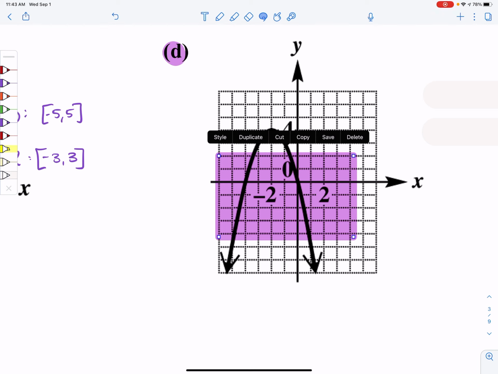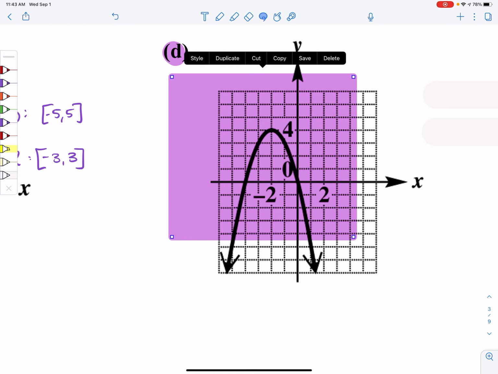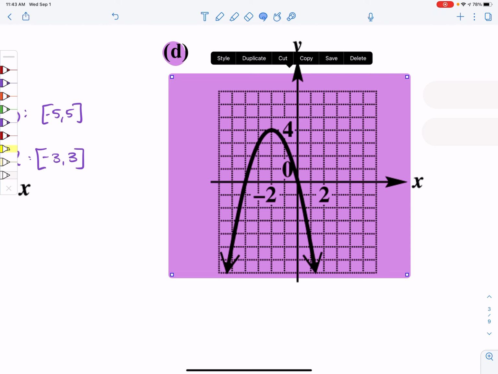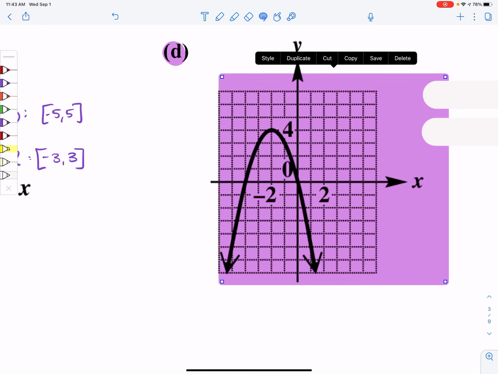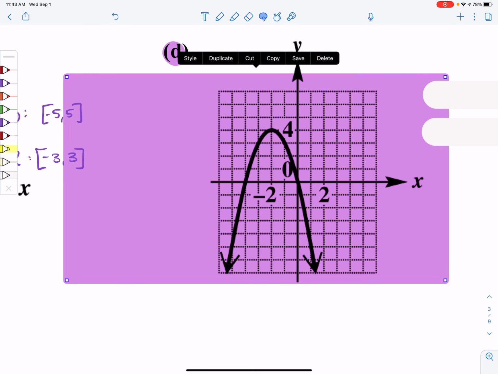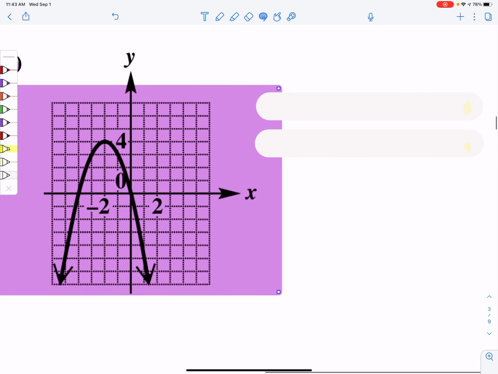So when I only think about the left and the right sides, I'm not going to snug it in like this, because my parabola is going to get wider and wider. So my domain for this, because it keeps getting wider and wider, is all real numbers, from -infinity to +infinity.